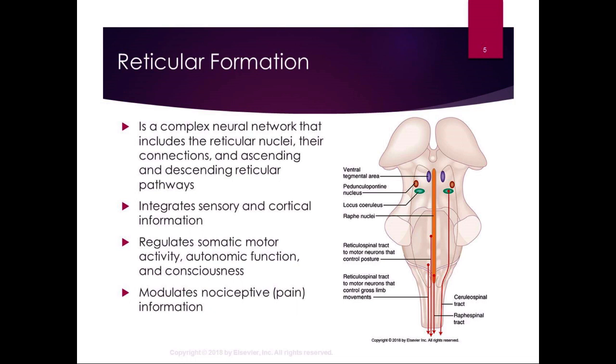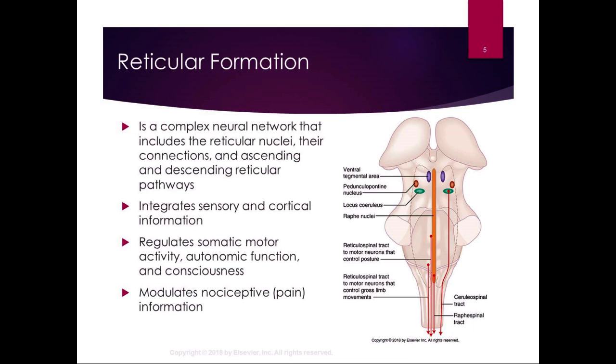So we just talked about vertical tracts in the brainstem that are basically a conduit going through. There's actually a lot of processing that goes on in the brainstem too, and some of it happens in the reticular formation. So it combines the information descending from the cortex and ascending from the somatosensory system, and it helps to regulate somatic motor activity, autonomic function, and consciousness. And it also plays a role in modulating nociceptive pain. So the reticular formation is part of the pain matrix that we talked about.